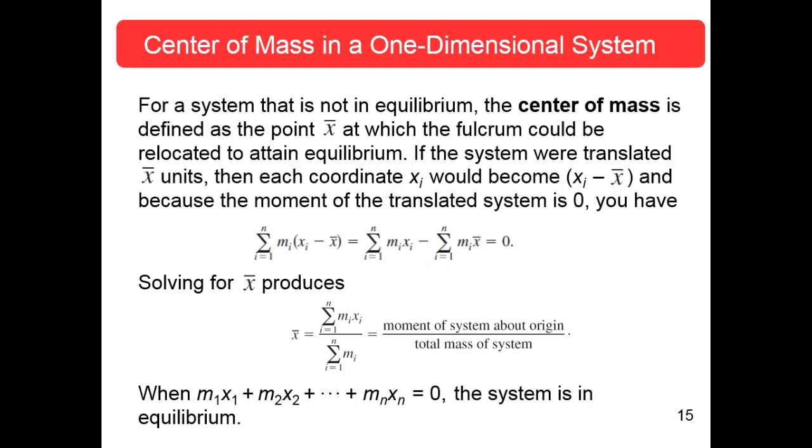When all this, m sub i times x sub i, when all these added up is equal to 0, the system is in equilibrium, which we've already said a couple of times. So then your x sub r would be right where your origin would be. So this is actually saying the same thing we did at the very beginning.